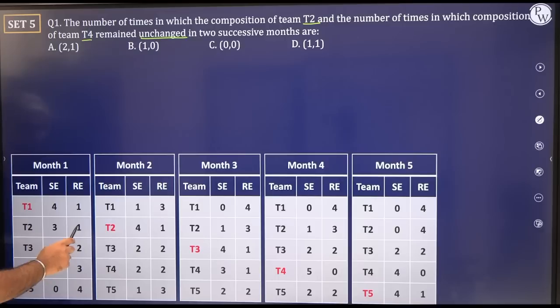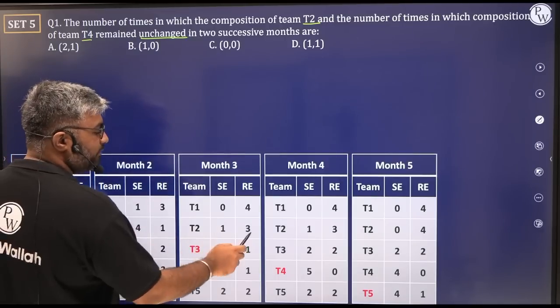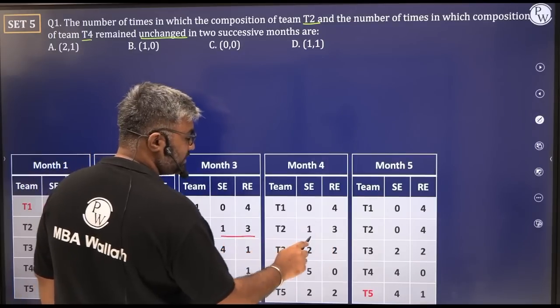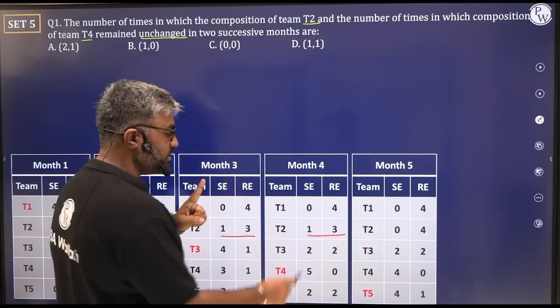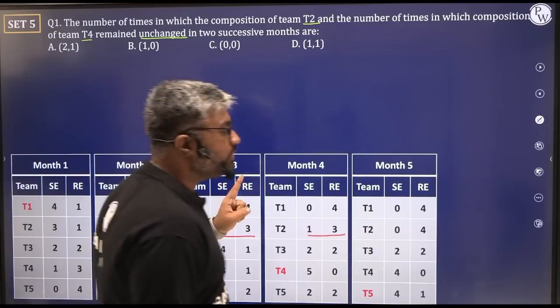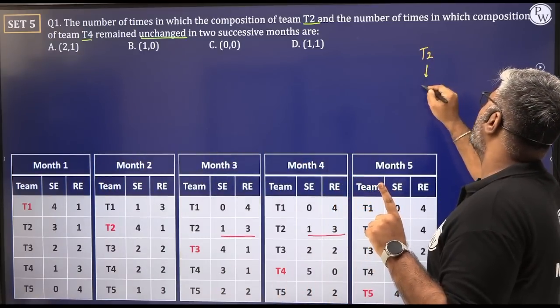T2 was 3-1, then it became 4-1. There was a change. 4-1 became 1-3. There was a change. 1-3 stayed 1-3. So this was one time when there was no change. 1-3 to 0-4 again change. So there is one time when T2 had no changes. T2 had no changes only once.